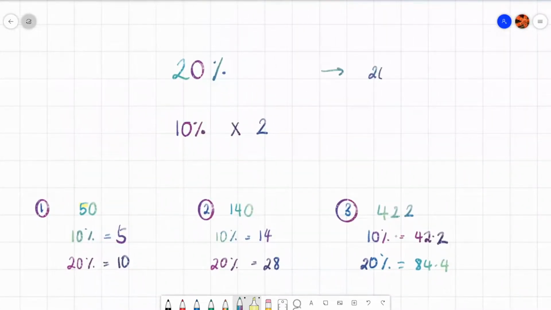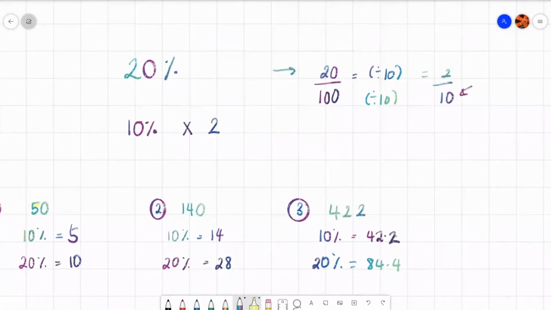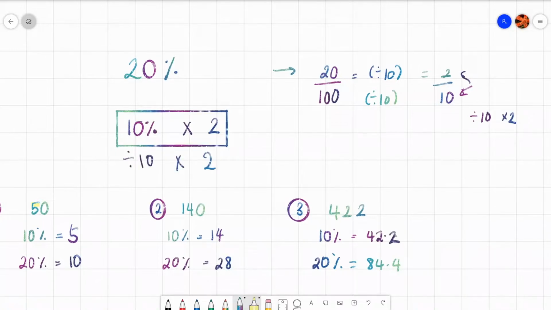20% as a fraction is actually 20 over 100, isn't it? Because a percentage is out of 100. I can simplify this now because I can divide both top and bottom by 10. And I end up with 2/10. Okay. Now, look, to work out 1/10, I divide by 10. And then to work out 2/10, I times by 2. And that's exactly what I'm doing. Because to work out 10%, you divide by 10. And then you times by 2. Okay, and that's a little proof behind it to why when you're working out 20%, you can divide by 10 and then times by 2.